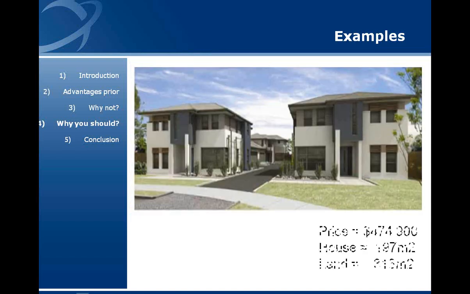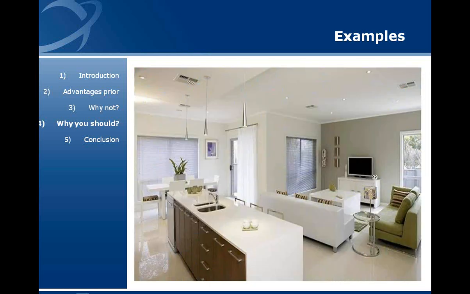This here is a double story. It's based to the south of Brisbane as well, 474,000, 197 square meters on a 313 square meter piece of land. And that there is your home. So it gives you an idea of just the type of properties, but you'll see that we focus on houses rather than apartments. And then, this picture just gives you an idea of the quality of the finishes.